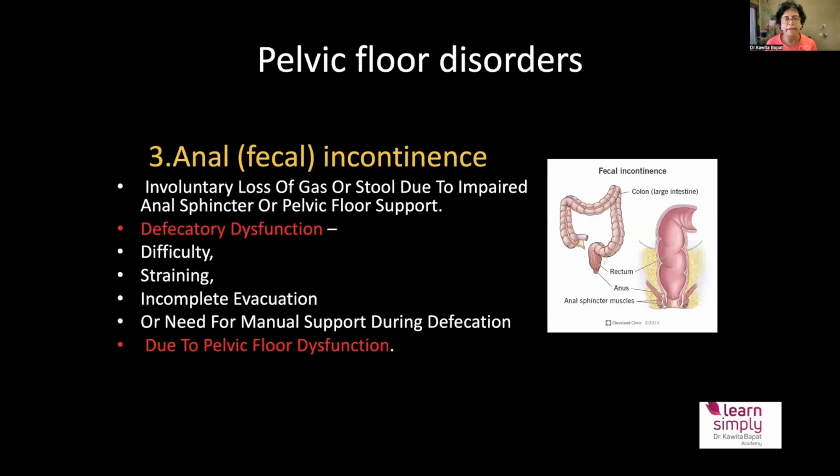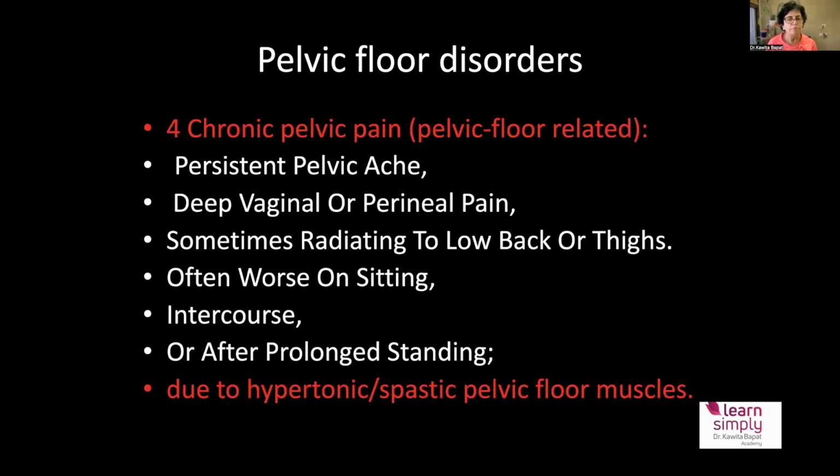So third is anal or fecal incontinence. It's an involuntary loss of gas or stool due to impaired anal sphincter or pelvic floor support. There can be defecatory dysfunction, either difficulty, straining, incomplete evacuation, or need for manual support during defecation due to pelvic floor dysfunction. Fourth is chronic pelvic pain. It's also pelvic floor related.